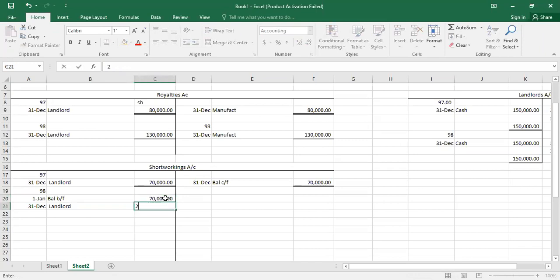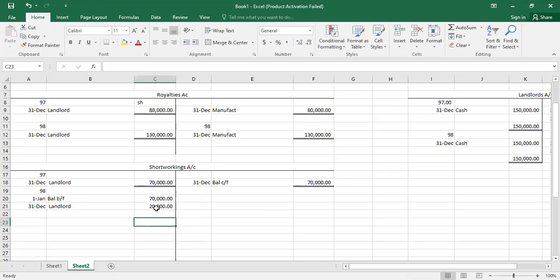And we have the short workings for this particular year, which is 20,000. So that we can now close our books at 90,000. So our 90,000 will now be our balance as at the end of the period, ending 31st December 1998. So a lot of entries. So this one will be our 90,000.